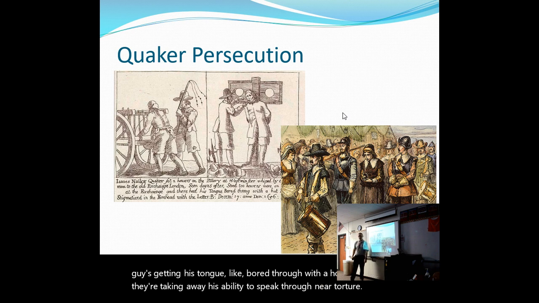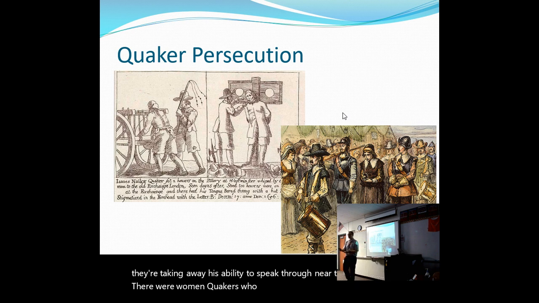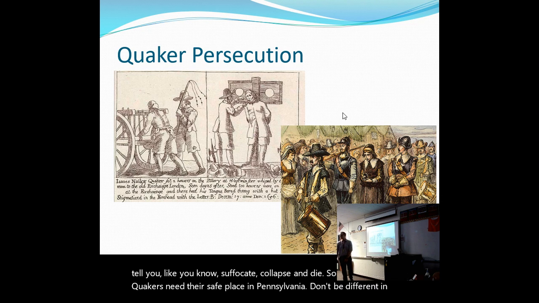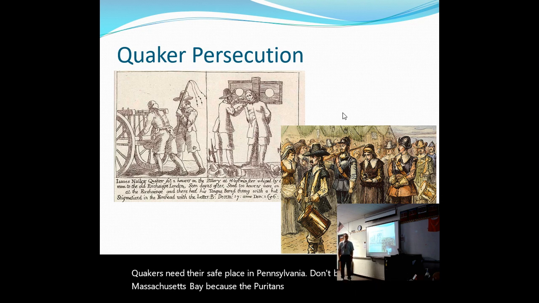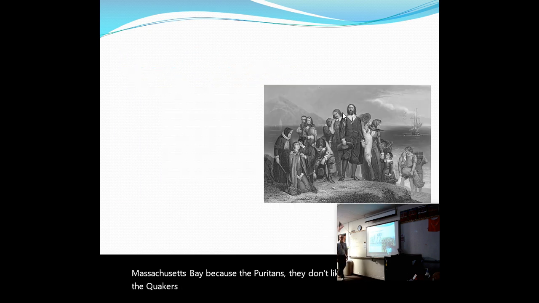There were women Quakers who would venture into Massachusetts who were stoned to death. That's stones piled on you until you suffocate, collapse, and die. So yeah, Quakers need their safe place in Pennsylvania. Don't be different in Massachusetts Bay because the Puritans, they don't like diversity. But the Quakers, interesting group.